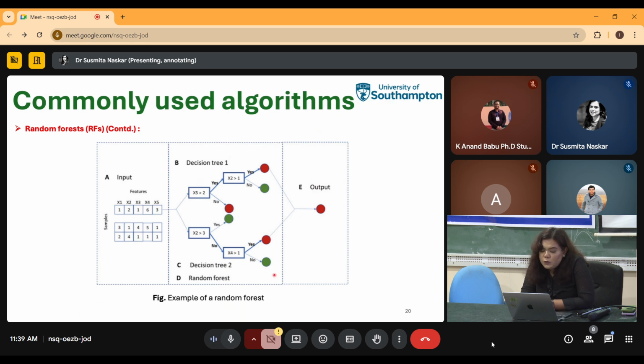So this is the whole process of how random forest works. First, we input the parameters, right? Then we take two different decision trees, and both of them have a different way of calculating whether it comes out red or green. Then we take the random forest, which combines the decisions of decision tree 1 and decision tree 2, and then it finally goes to point E, where it says whether it's green or red. So this is the final output. Clear to everybody?